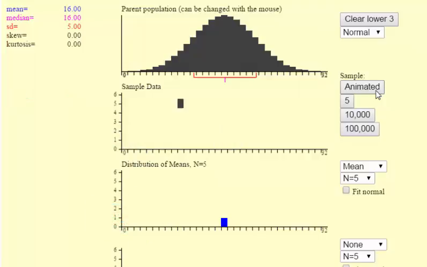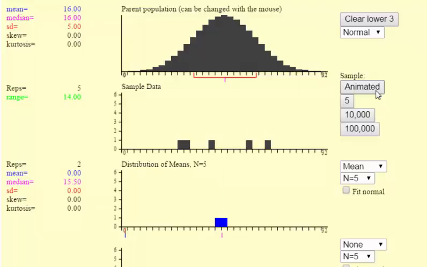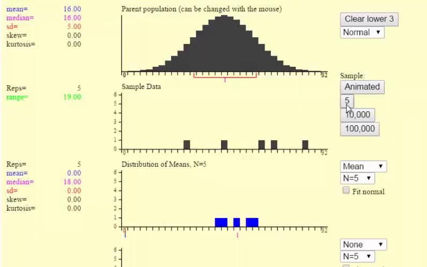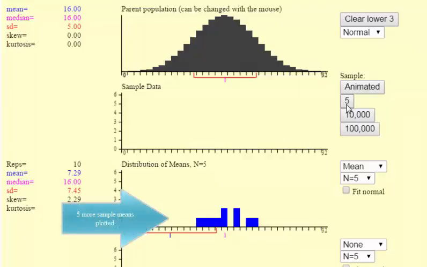I'm going to do this again. There's another 5 random samples pulled from that population, and then the mean is computed below. I'm going to keep doing this over and over again. I'm going to do another 5 times. It's just not animated, but here's another 5 times. This keeps track of how many samples I've pulled from my parent distribution.